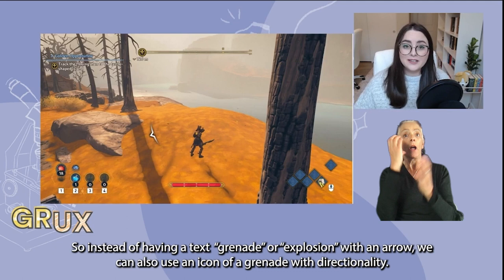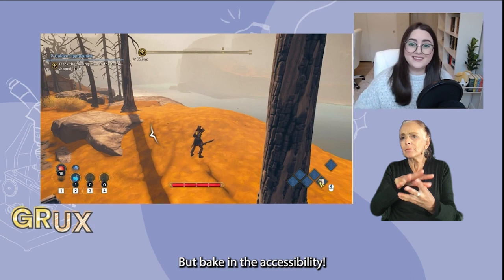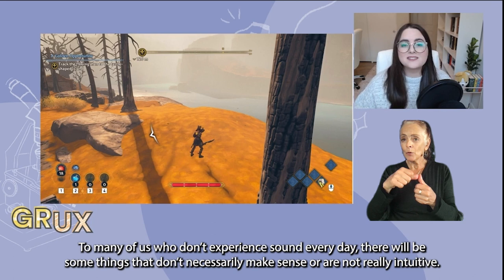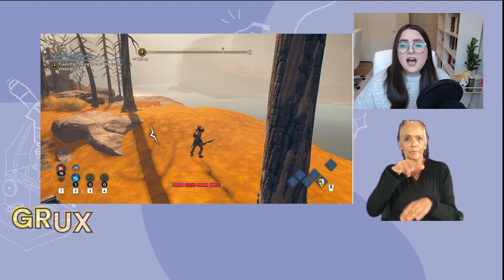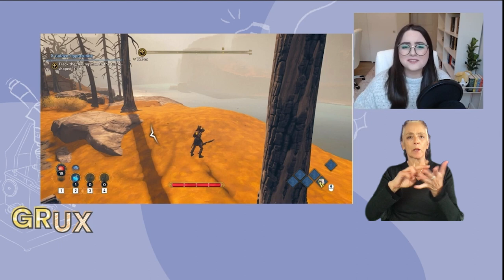We can also make it a core part of our UX/UI, it just depends on what you're making, but bake in the accessibility. And don't forget that hearing bias does exist. To many of us who don't experience sound every day, there will be some things that don't necessarily make sense or are not really intuitive. I've had games where I had no idea what the dev meant by loot tinkering or something like that. There's a lot of examples.